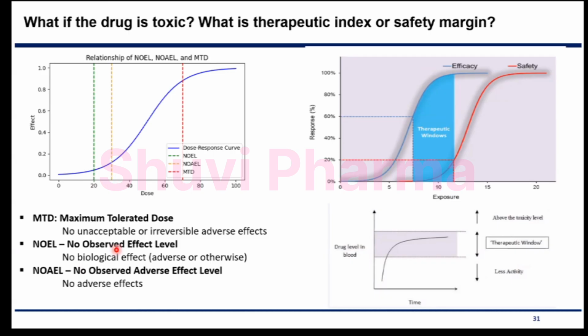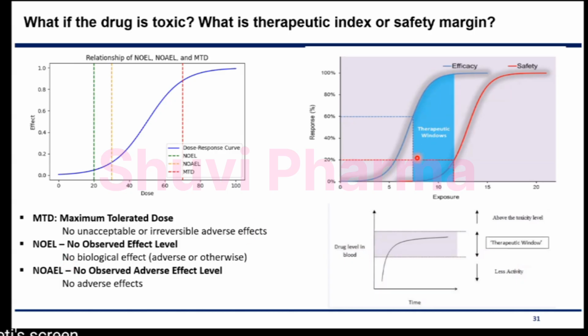And then there is MTD. This is called maximum tolerated dose. That's the maximum dose, if you increase the dose further, your animal will die or there will be severe toxic effects. So these are important concepts. We usually go with NOEL and NOAEL. That's the benchmark for any safety projection.